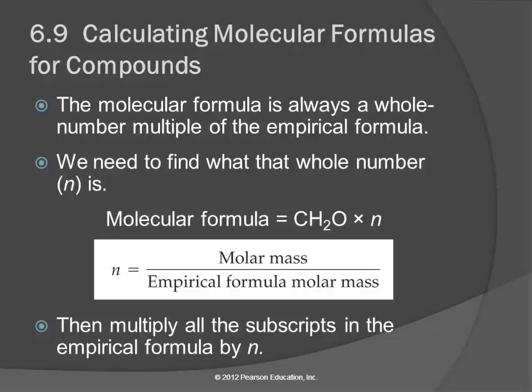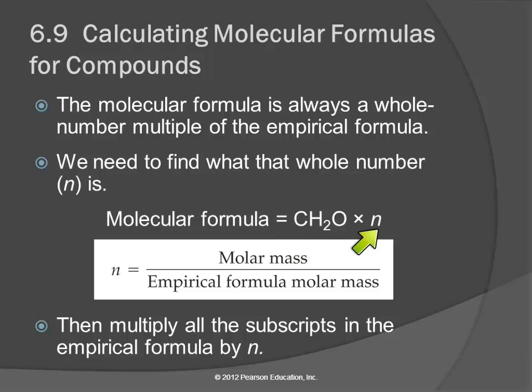Sometimes that whole number is 1. Like for water, the empirical formula and the molecular formula happen to be the same. But other times it might be 2 or 3 or 7 or some other number. So when we have the empirical formula and we want the molecular formula, we have to figure out what that whole number is. So the molecular formula is going to be this empirical formula here. The example is CH2O times some number.